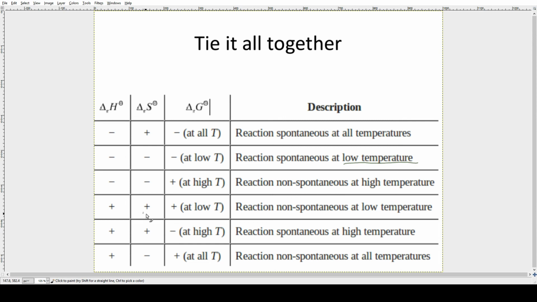If they're both positive, again, it depends. If you have a low temperature this time, it's non-spontaneous. But if you have a high temperature, it will be spontaneous. And then finally, if your enthalpy is positive but your entropy is negative, then it will never be spontaneous. I wouldn't necessarily recommend memorizing the chart. I'd recommend just plugging in fake numbers. Unless you're really good at memorizing, then you could do that. That's fine.